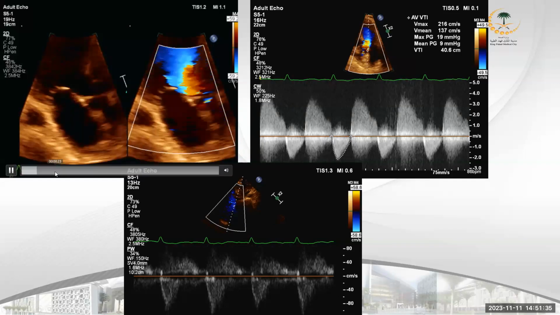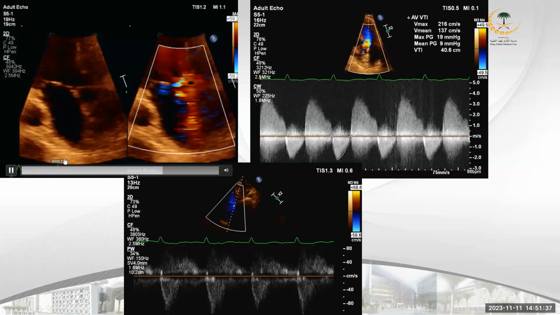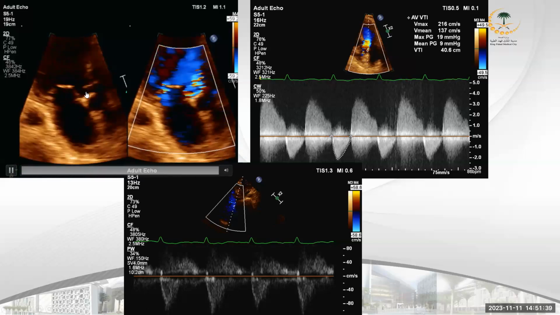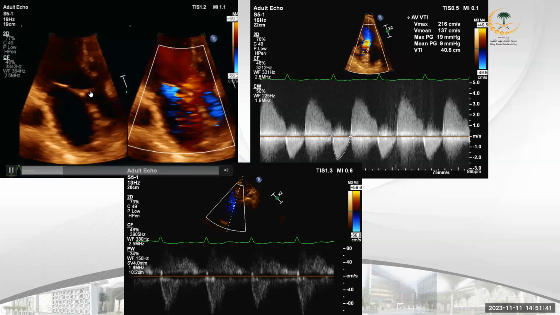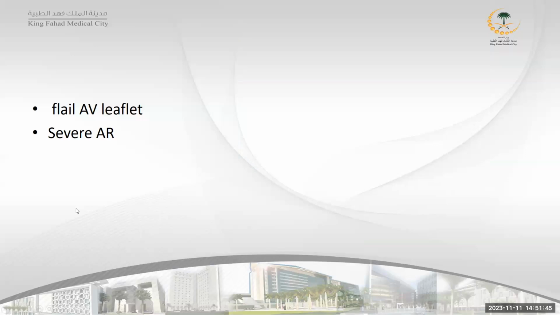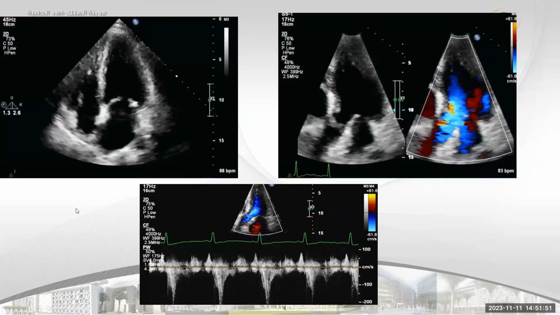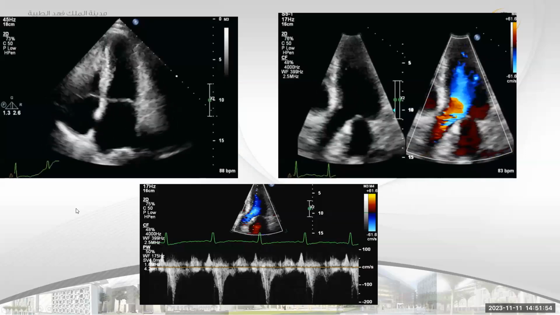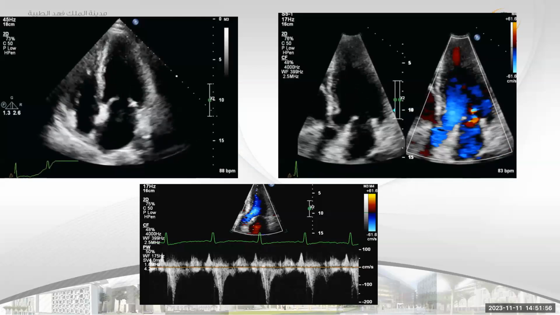You can notice that this is also a flail aortic valve, okay? You can see both leaflets. Where is the leaflet? You can see this one and this one. There's a very big gap between them. It's a bit difficult. However, they may also bring a flail aortic valve for you in the exam. Okay, next.